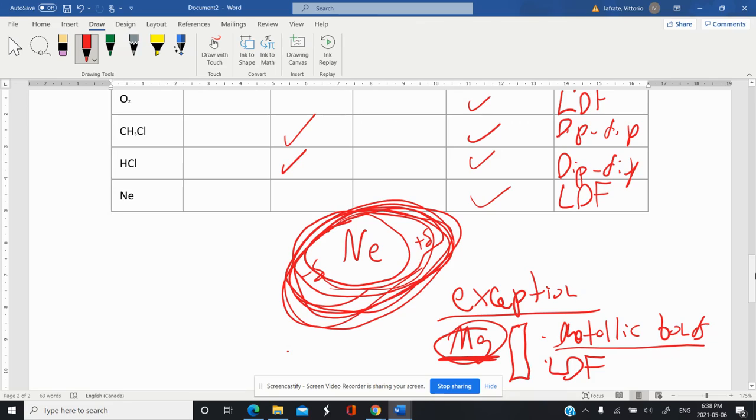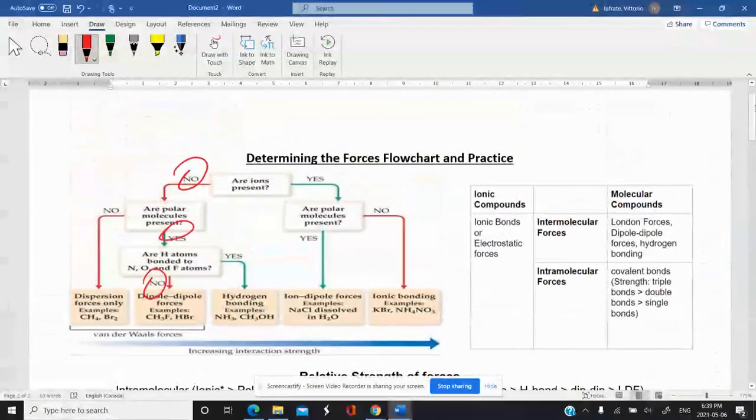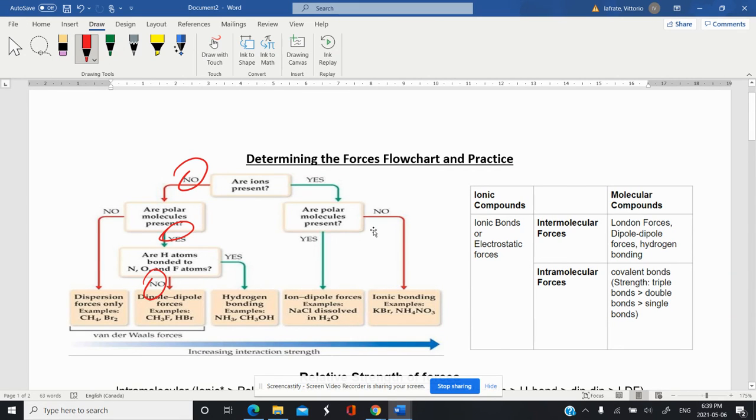So that there is our lesson. And I highly recommend you redo these problems if you need to, and also do the practice problems in the worksheet.